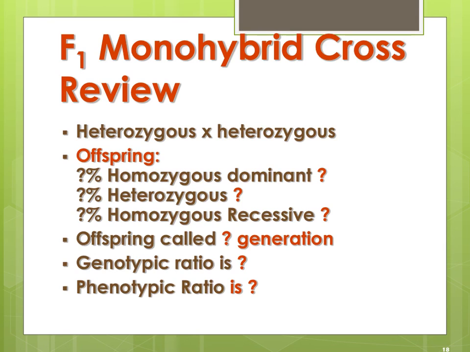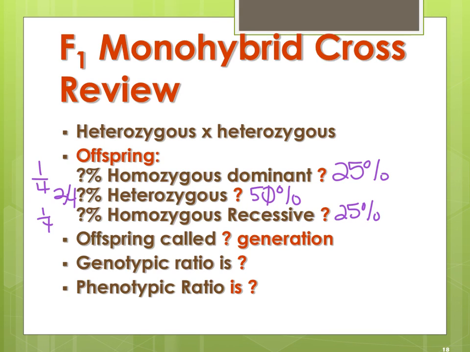So remember, an F1 is always going to be a heterozygote times a heterozygote, or 2 hybrids that are going to be combining. So the offspring, what percentage of the offspring are homozygous dominant? Well, homozygous dominant means that they are going to have 2 capital letters. We had 1 out of 4, which is what? 25%. What percentage are going to be heterozygous? 2 out of 4 we did, right? So it would be 50%. And how many are going to be homozygous recessive? 1 out of 4 again, which would be 25%.